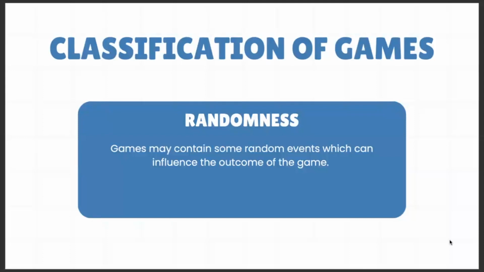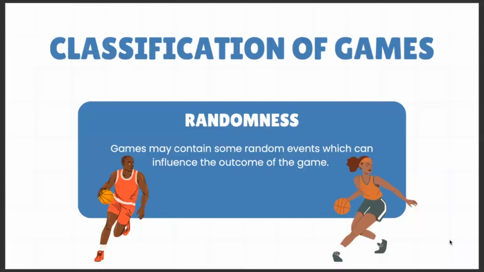Next is randomness. Games may contain some random events which can influence the outcome of the game. For example, the injury of a player in basketball. When one player gets injured, that player cannot play the game, which can affect the outcome of the game, especially when that player always gets points for their team.